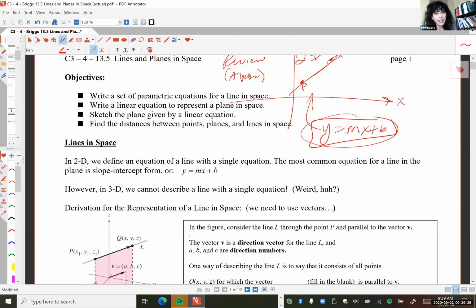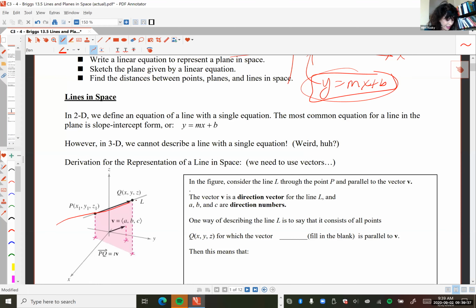Here's what's weird. In 3 dimensions, if you have a line, here's our line right here, we're calling it L, you actually need 3 separate equations to describe the one line. So when I give you homework problems or quiz problems on Sunday, I'm going to need 3 separate equations to describe a single line in space. That is whack. And that's what I'm trying to say here.